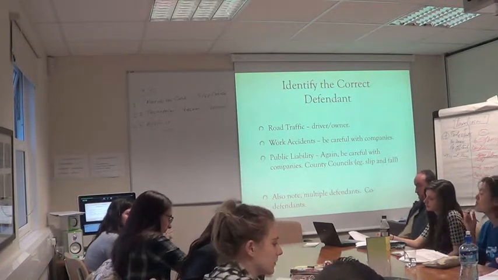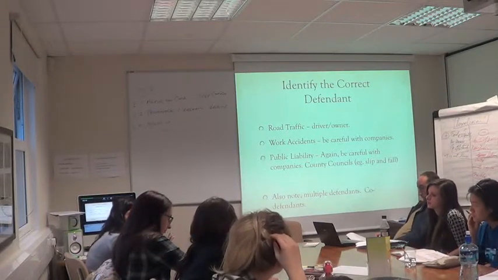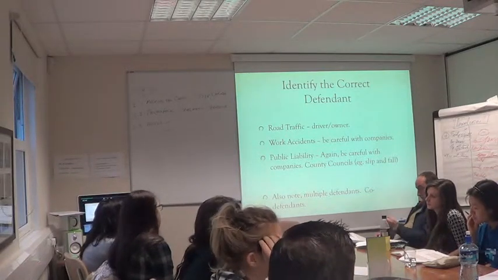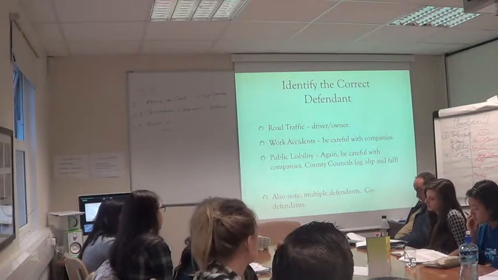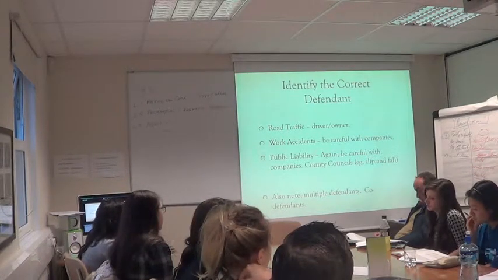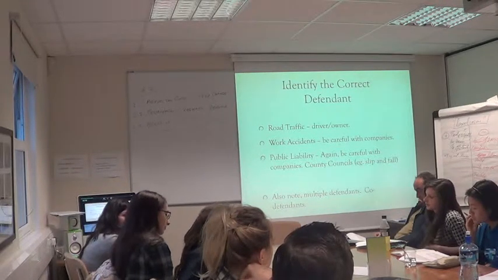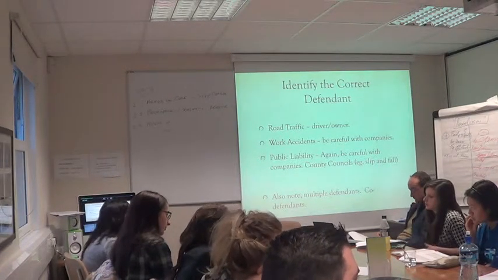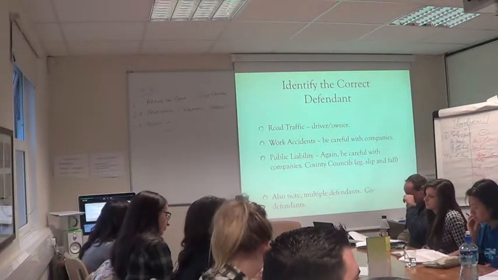But that's not something that I get too bogged down with now, because for the purposes of this clinic you're not going to be filing documents, but just to be aware of it from the client's perspective. In terms of public liability, again, just be careful with the correct name or title to put down. County councils can quite often be the correct defendant if you have a slip and fall incident with a curb. It could very well be the county council that's liable.